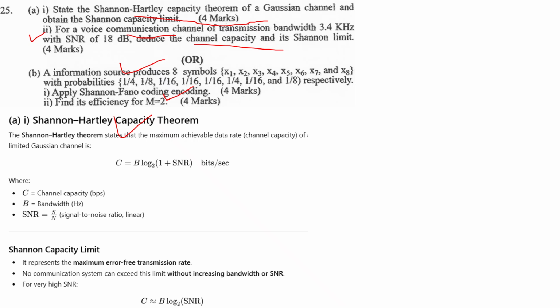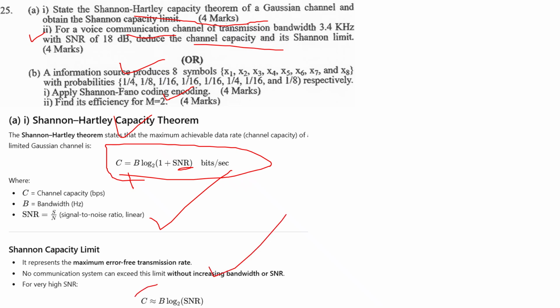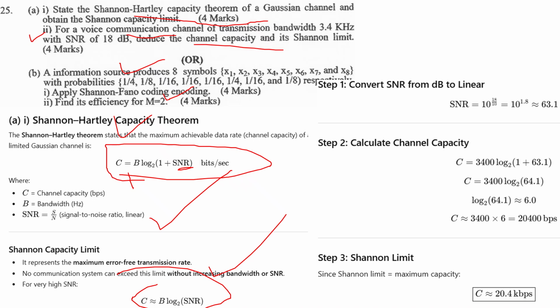This is a very important formula. You should remember C is equal to B log base 2 of (1 plus SNR), right? B is the bandwidth, and SNR is the signal-to-noise ratio. So it is a very important equation. And the capacity limit is this. You can neglect the one, and you will get the capacity limit. Also you can convert SNR into the dB scale, and you will get 63 if you put it.